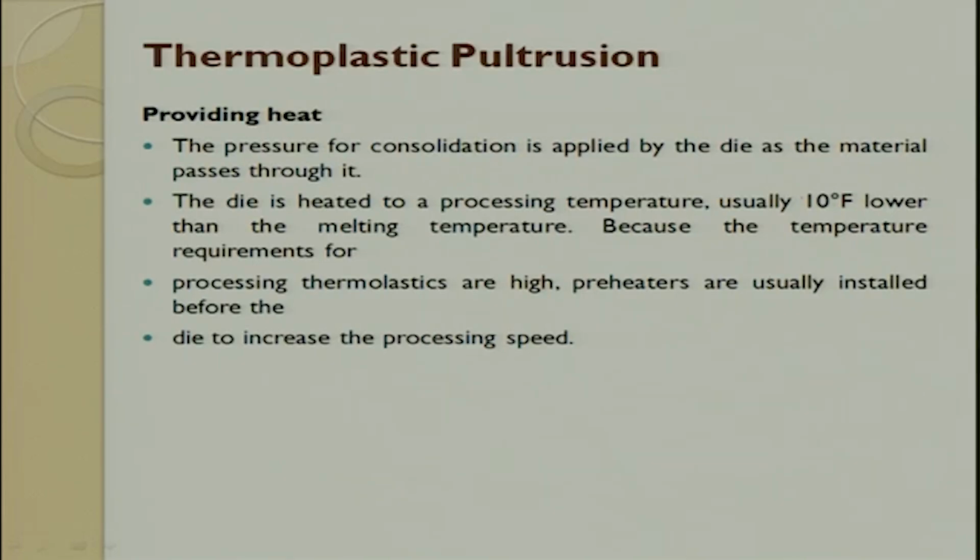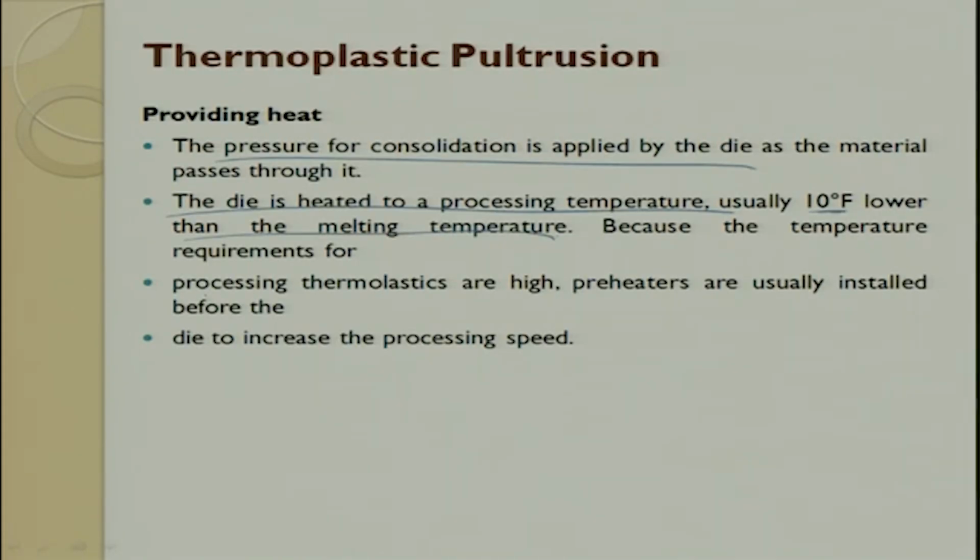So, why do we provide heat? The pressure for consolidation which is applied in the die is not sufficient enough. So, we always try to aid with heat such that the pressures can be reduced to some extent. The die is heated to a processing temperature, usually 10 degrees Fahrenheit lower than the melting point.